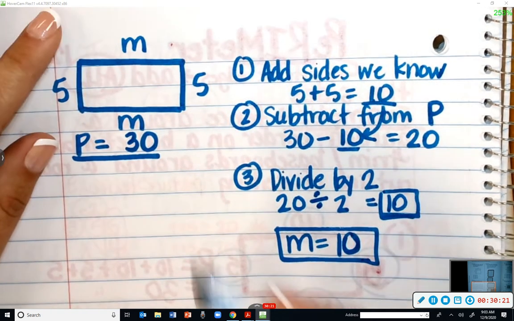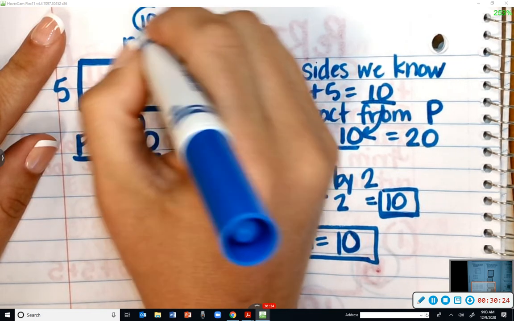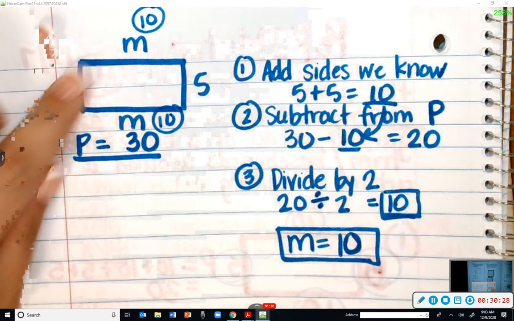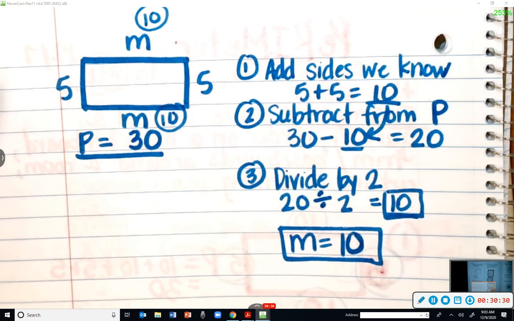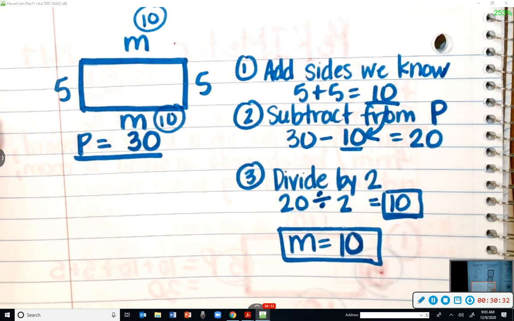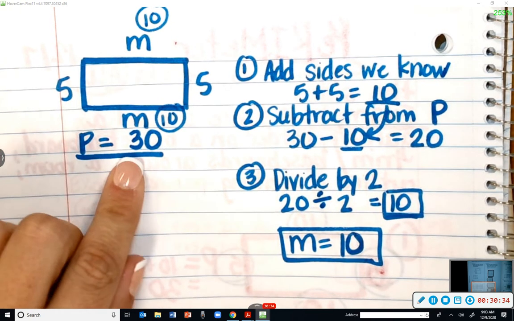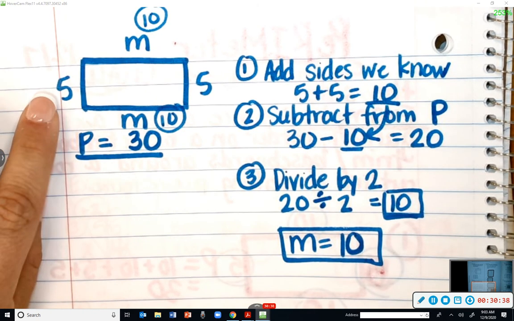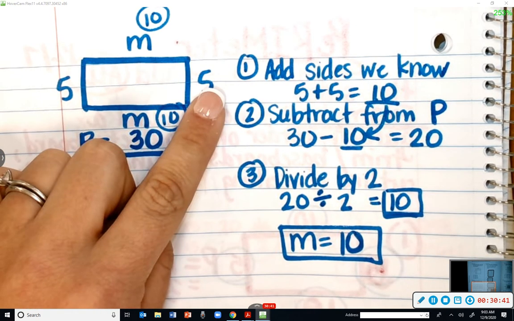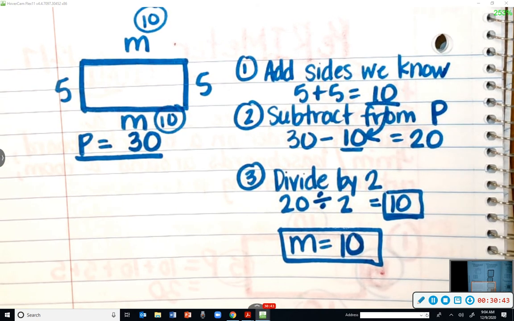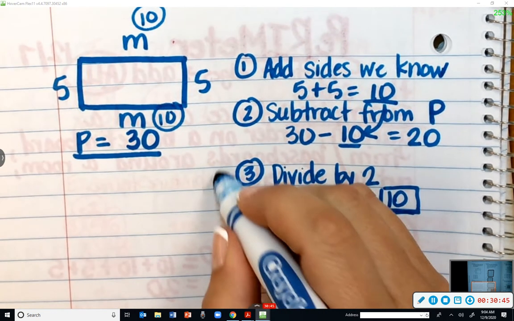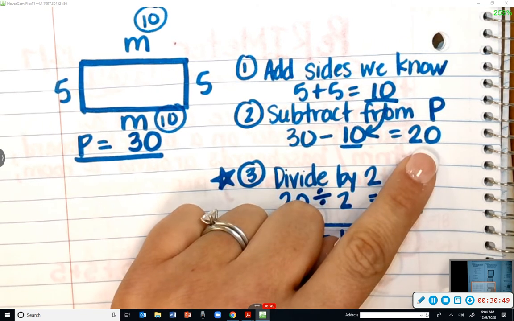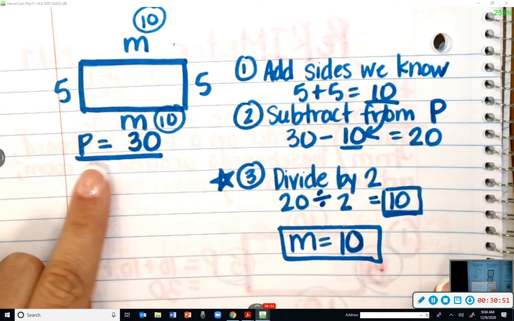So let's see if that makes sense. If I put 10 for this side and 10 over here and add up all these sides, it should equal what? 30. So what's 10 plus 10? 20. Plus 5? 25. 25 plus 5? 30. Okay? So if you had forgotten to do this extra step and you put 20 as your side, that would be way more than 30. Okay?